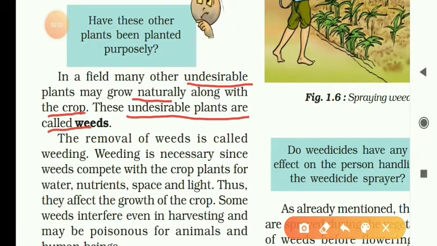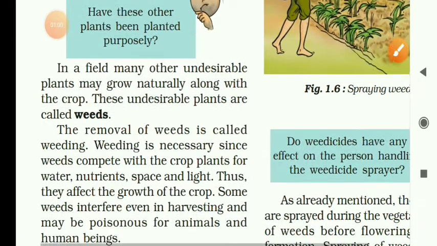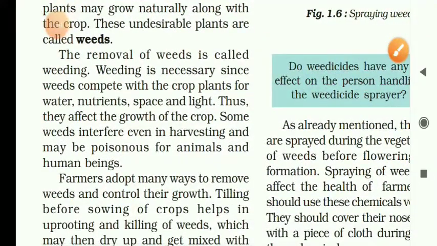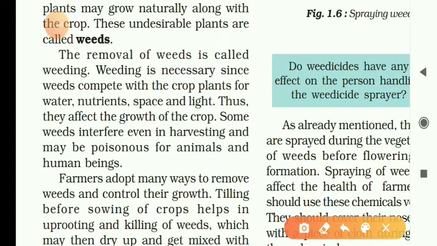Now, the removal of weeds is called weeding. So, what is weeding? The removal of the weeds is called weeding. Then, why is weeding very essential? Weeding is very necessary since the weeds compete with the crop plants for water, nutrients, space and light. Thus, they affect the growth of the crops.